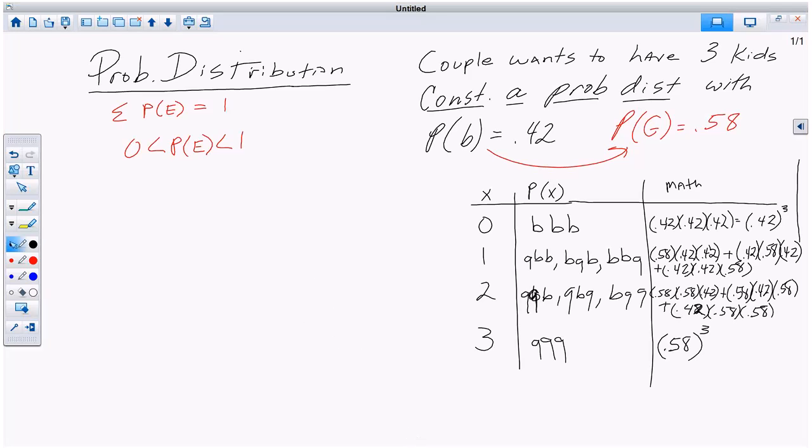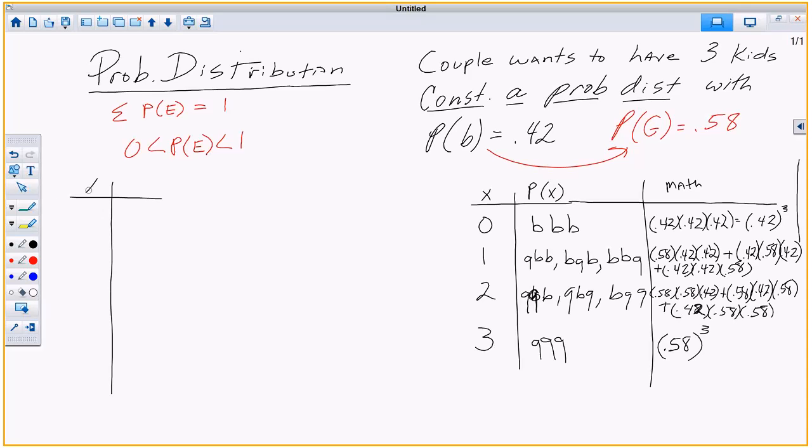So I'm going to rewrite my x, p of x, 0, 1, 2, 3. Somebody take 0.42 and raise it to the third power. What do you got? 0.074. And give me the last one, 0.58 to the third power. 0.195. Okay, now, how else can you write this?